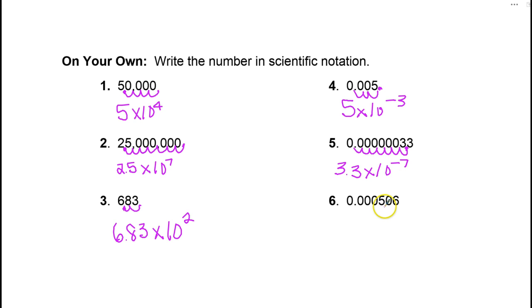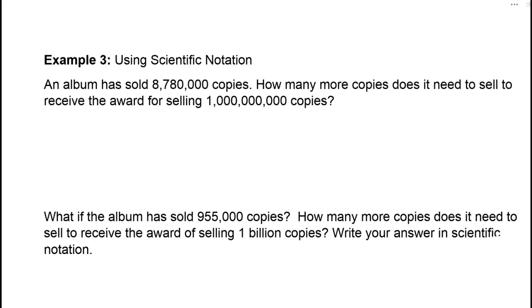And lastly, number 6, my decimal point goes between my 5 and my 0. I'm looking for that first number that's not a 0 and putting the decimal after that. So I have 5.06 times 10 to the 1, 2, 3, 10 to the negative 4th power. Did I do those correctly? And I did, so let's move on.